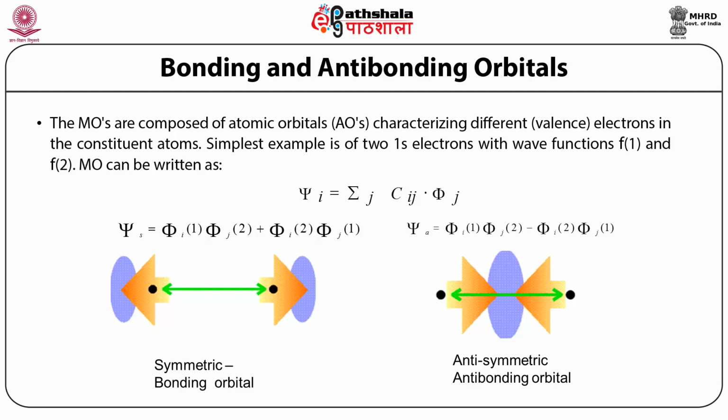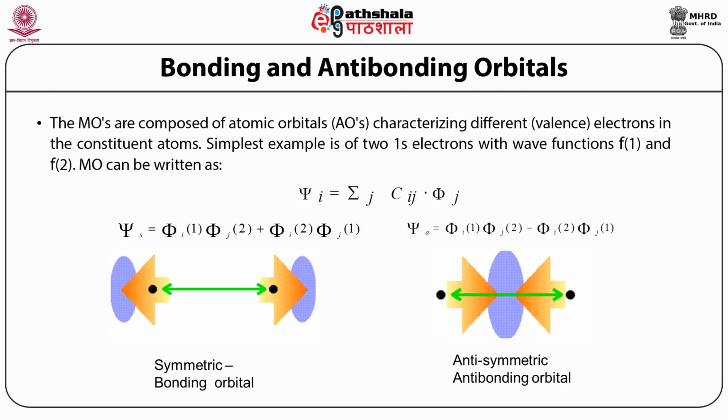We just assume that there is only one electron, that is a 1s electron, from each atom. From the first atom, phi 1, and from the second atom, phi 2. Then we can write the MO psi i equal to the sum over j of C_ij phi j. For two atomic orbitals, it is very simple. So we get psi s, which is equal to phi 1(1) phi 2(2) plus phi 1(2) phi 2(1), and psi a equal to phi 1(1) phi 2(2) minus phi 1(2) phi 2(1).